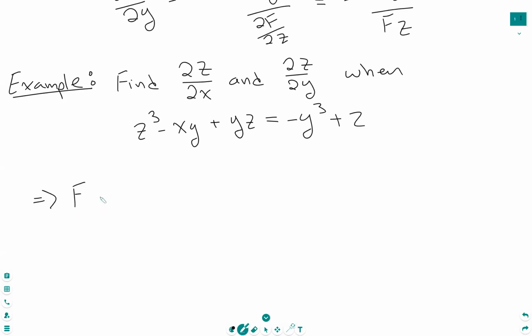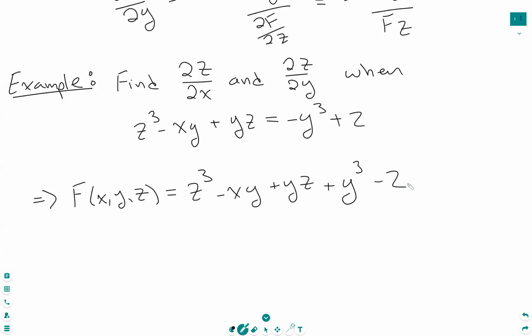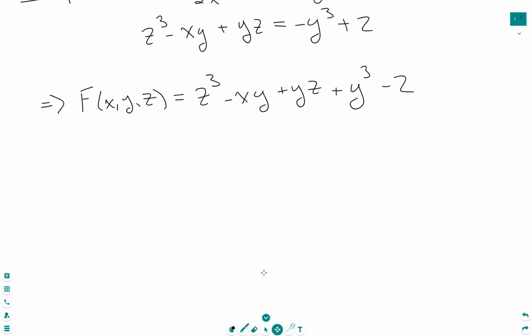So I can say that f of x, y, and z is equal to z cubed minus xy plus yz. And if I needed 0 on, say, this side, I can move these over. So I can have a plus y cubed minus 2. So that will be my capital F. So I can go ahead and quickly look at each of these partial derivatives.